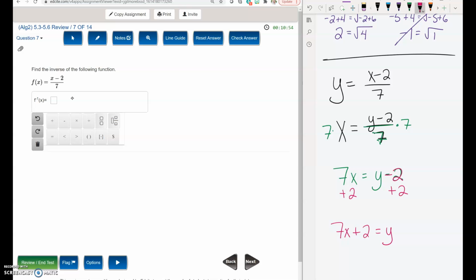Our inverse is 7x plus 2. The y equals is the same as this f negative 1 of x. So all we have to do here is type in 7x plus 2.